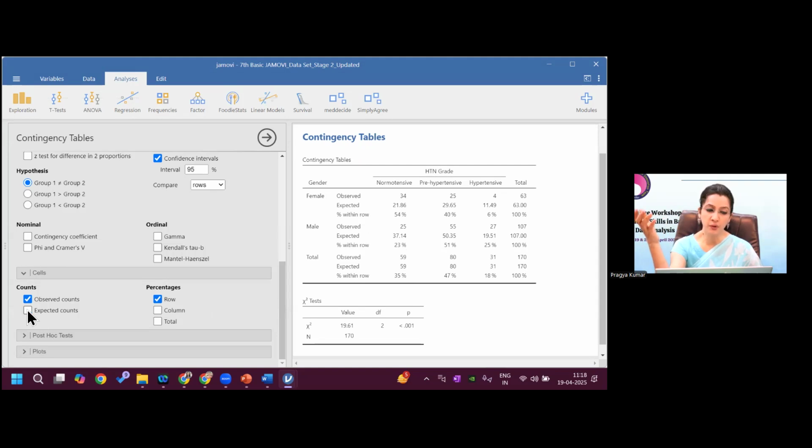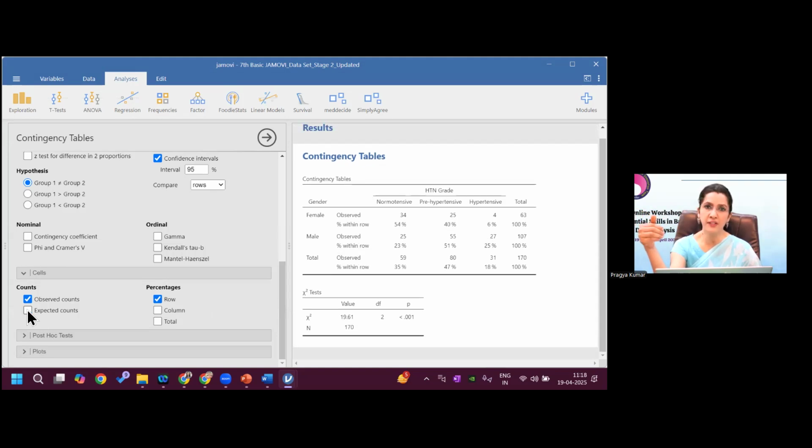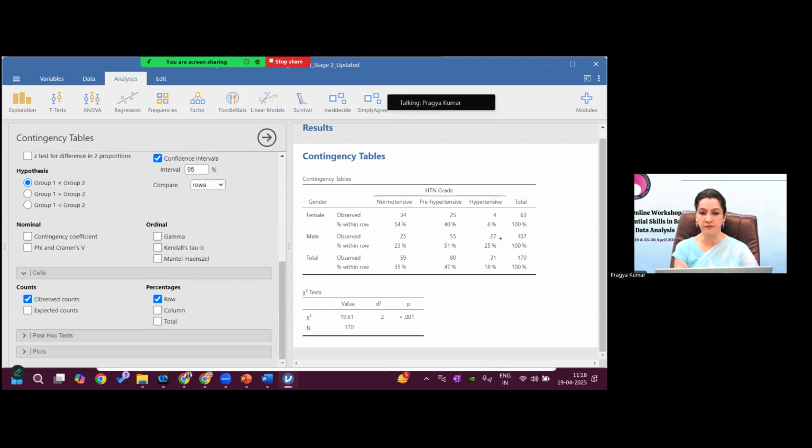And after that, you uncheck that. Why? Because in the result, we never put that expected count. We only show the observed count. So here, if you see the percentage, let's say I want to talk about the hypertensive. There are only 6% of female who were hypertensive, whereas 25% of male were hypertensive. So yes, there is an association between gender and hypertension.